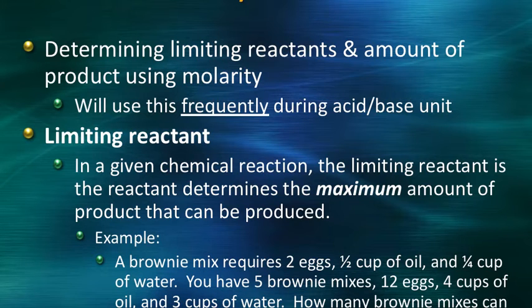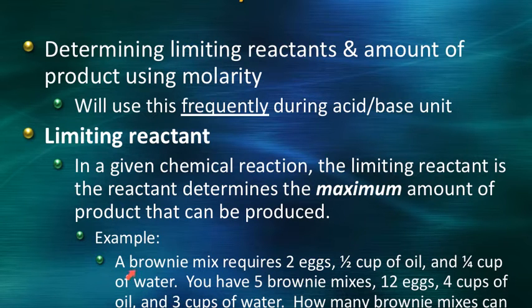We're going to use stoichiometry to figure out the limiting reactant, like what's going to determine how far the reaction can proceed and how much product is formed. We're going to use this with acids and bases coming up. A limiting reactant, in a given chemical reaction, is a reactant which determines the maximum amount of product that can be produced.